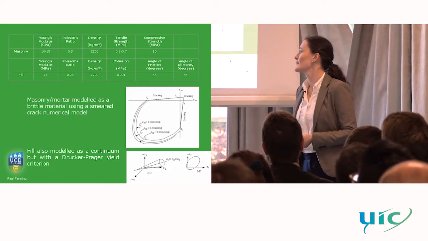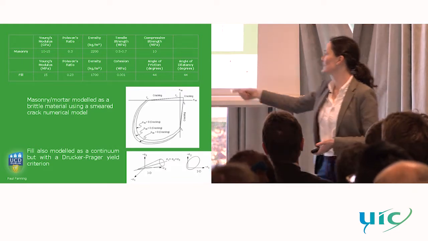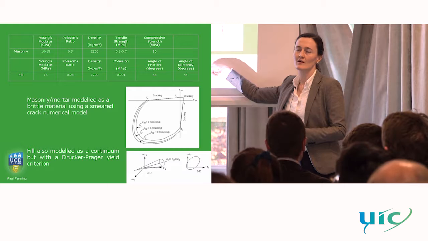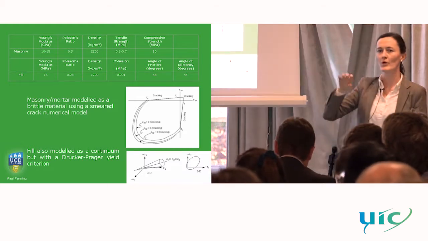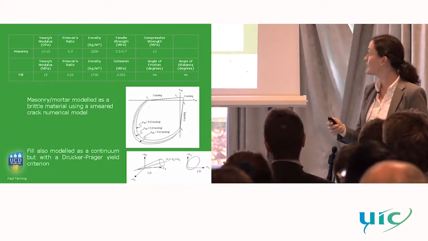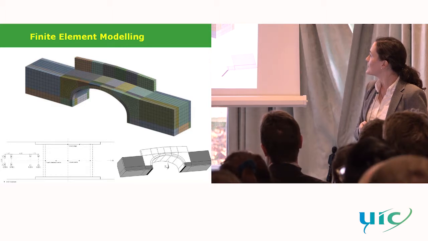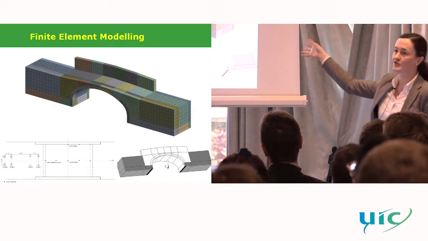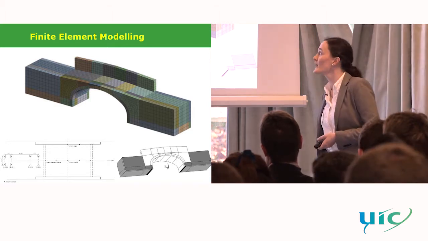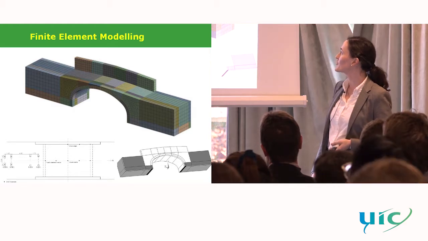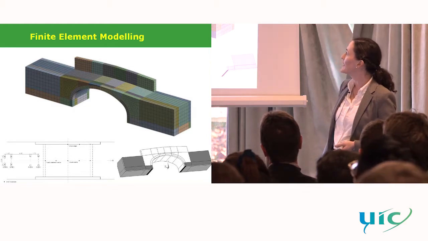We use a Drucker-Prager yield criterion, which is essentially just an outer cone approximation for a more Coulomb model. And this is just an example of one of the finite element meshes for one of the structures that we've done quite a bit of work on.